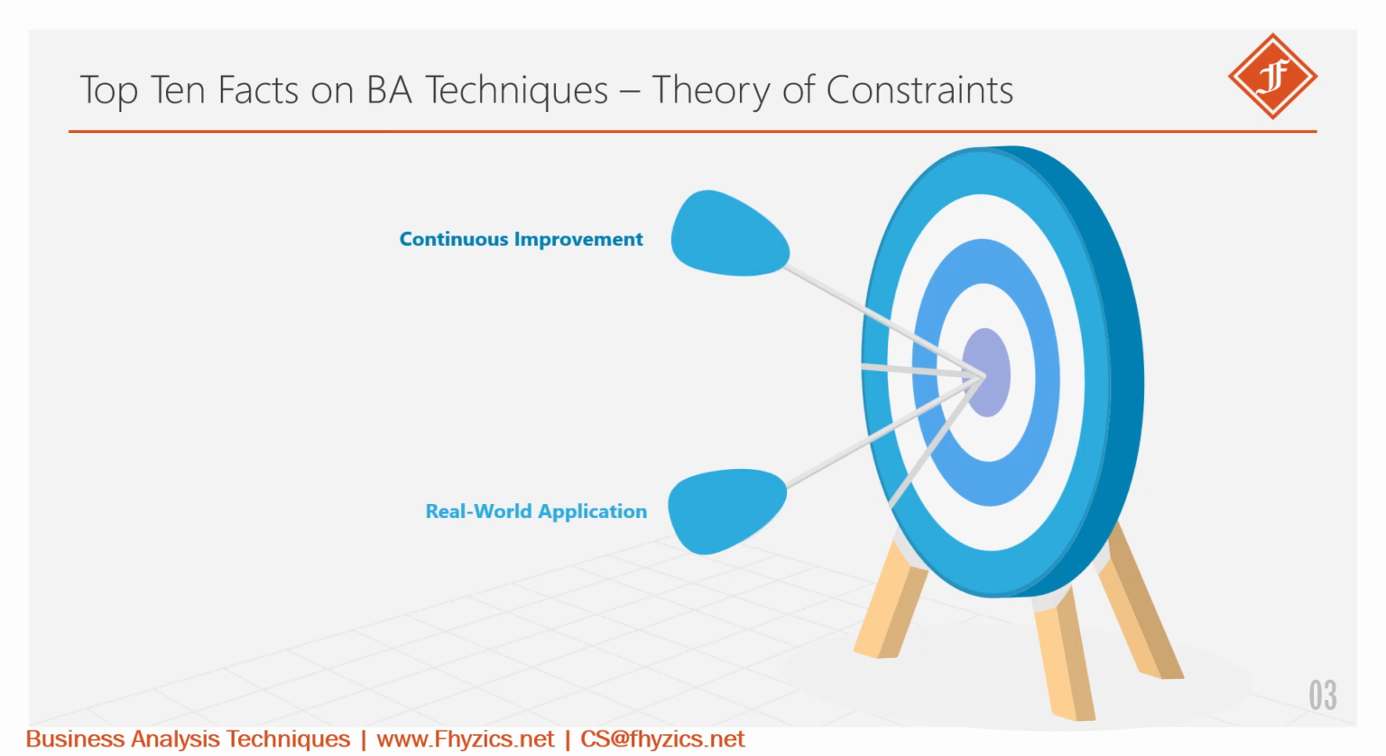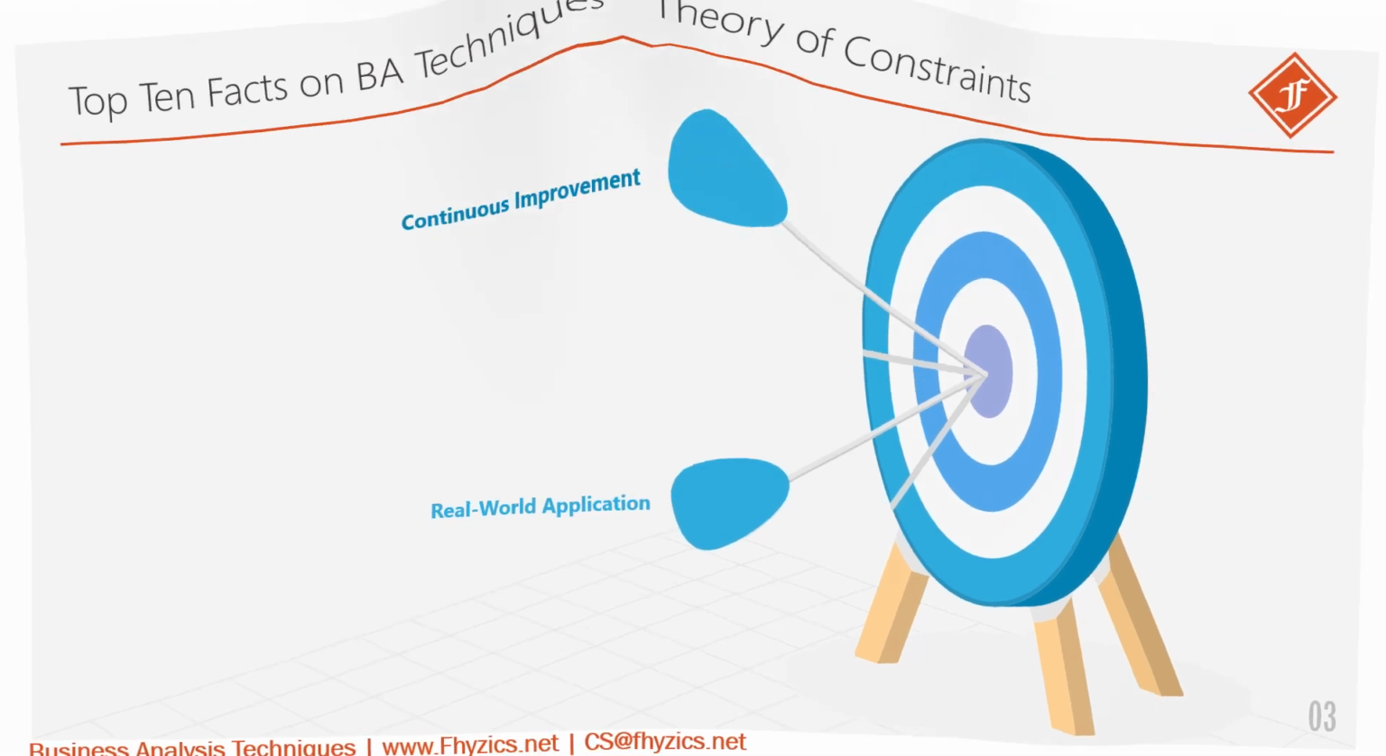Real-world application. TOC has been successfully applied in various industries, including manufacturing, supply chain management, project management, healthcare, and service industries. Its principles and methodologies have been proven to be effective in improving system performance, reducing lead times, increasing throughput, and improving overall business outcomes.